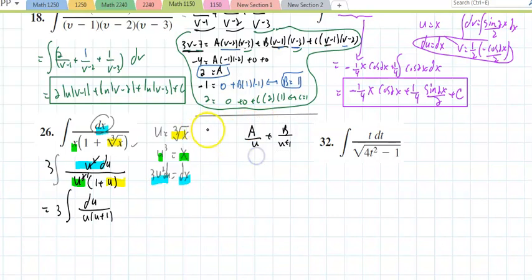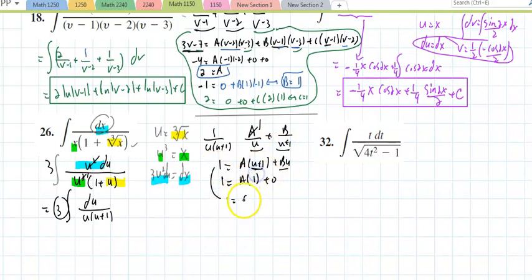So let me figure out 1 over u into u plus 1. If you want to bring the 3 in, you can, but it's better this way. 1 equal a into u plus 1 plus bu. Let u equal 0. You get 1 equal a times 0 plus 1 is 1. A is 1. This is 0, of course. Let u equal negative 1. That will be 1 equal a negative 1 there will make that a 0, plus b times negative 1. That's a negative 1.